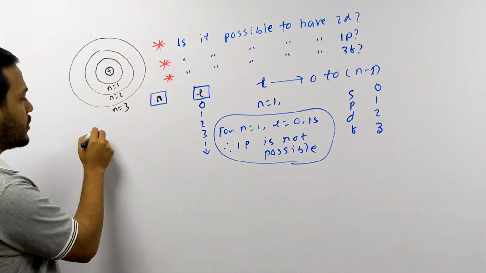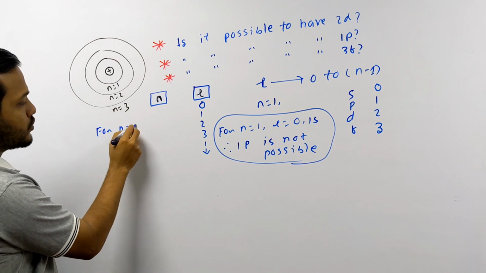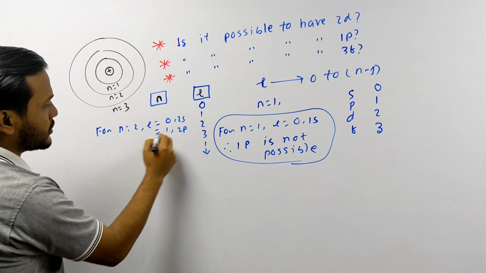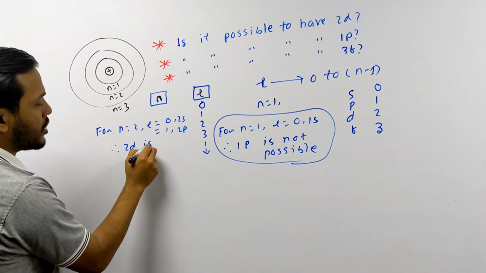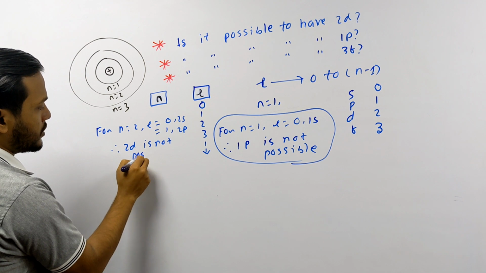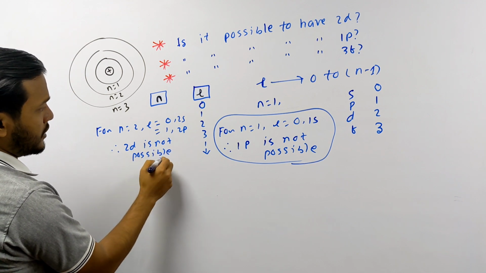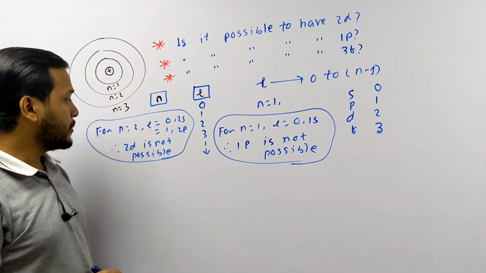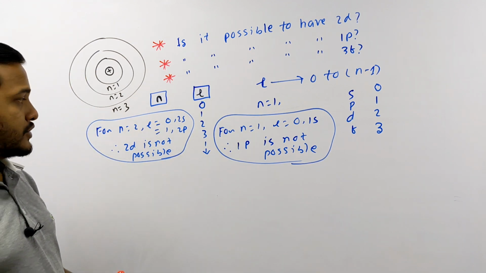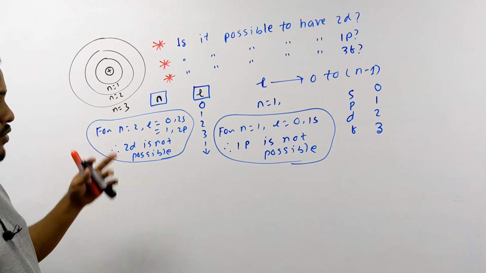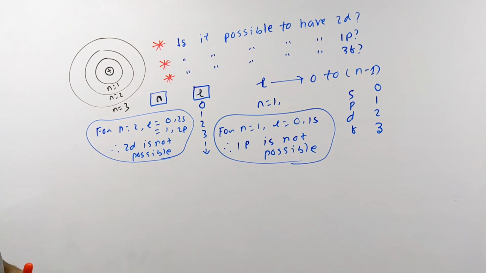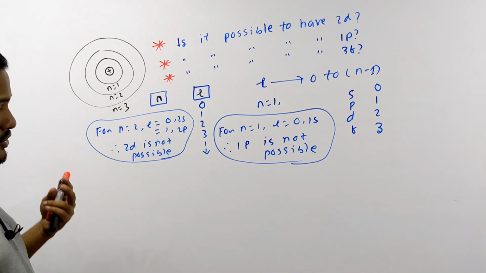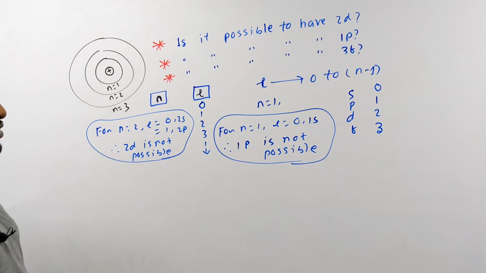Similarly, for n equal to 2, L is equal to 0, 1. This is 2s and 2p. So 2d is not possible. This is question number 1, because for n equal to 2, there should be only 2 values of L, 0 and 1. For the subsidiary or azimuthal quantum number, L should have 2 values. So 2s, 2p, and 2d is not possible.